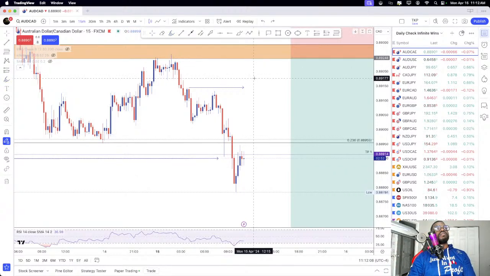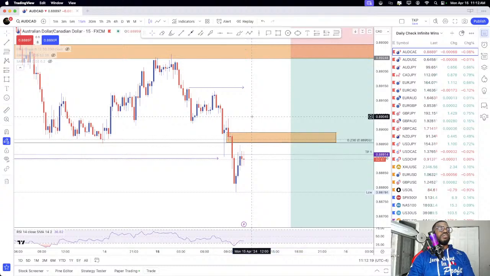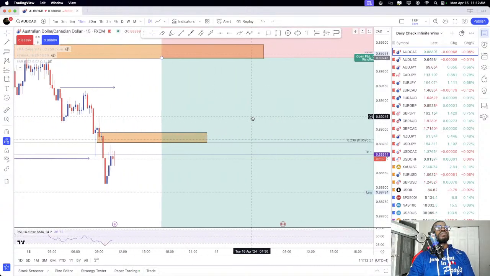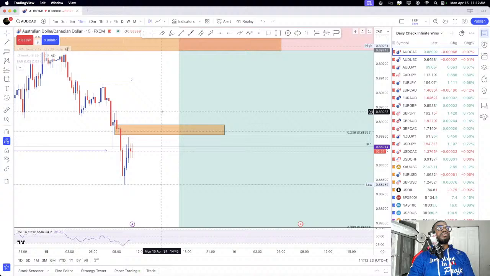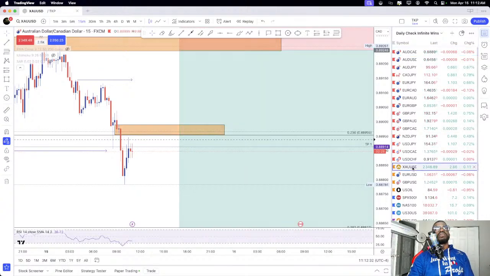So if this level is retested, which just so happens to fall right on the 236, we'll look at that as a possible level to add to this position on AUD/CAD. Just set that alert.